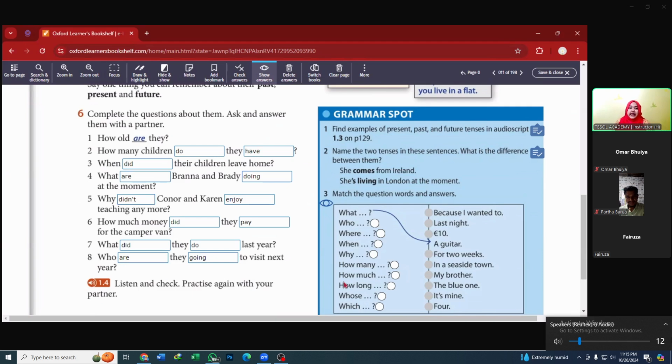So first question has already been done. That is, how old are they? Number 2, how many children do they have? Number 3, when did their children leave home? Number 4, what are Brana and Brady doing at the moment? Number 5, why didn't Connor and Karen enjoy teaching anymore? Number 6, how much money did they pay for the camper van? Number 7, what did they do last year? Number 8, who are they going to visit next year?